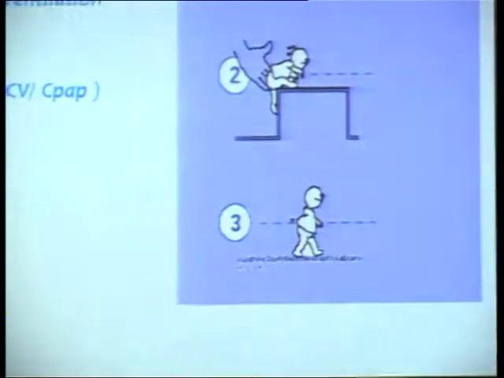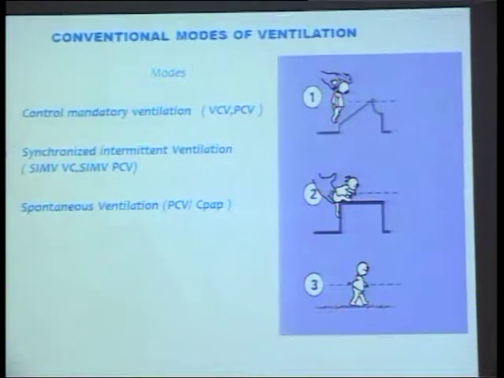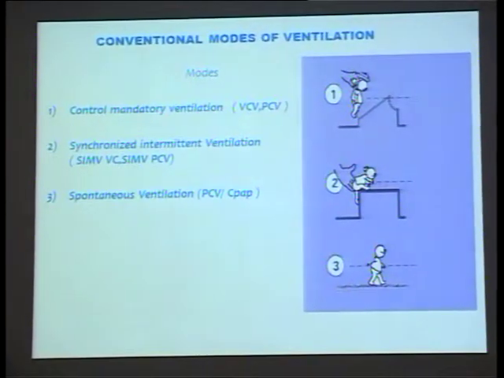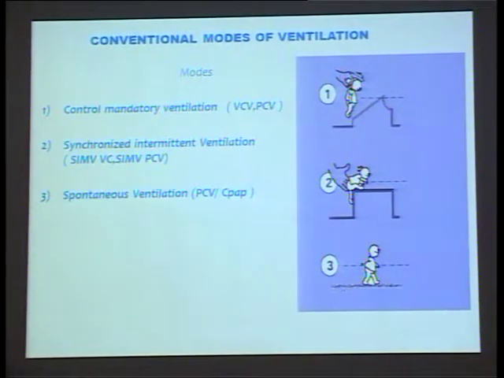So there are different ways of ventilating a patient: controlled mandatory ventilation, synchronized mandatory ventilation, and spontaneous mode of ventilation. Controlled mandatory ventilation is nothing but whatever parameters you set on a machine will be delivered to the patient exactly, and it will not allow the patient to take a breath. This kind of ventilation will be done when the patient is unconscious. Once the patient gains consciousness, he will start breathing on his own.